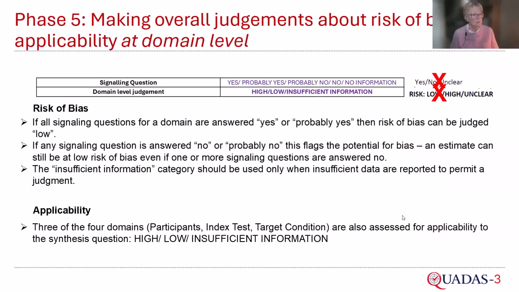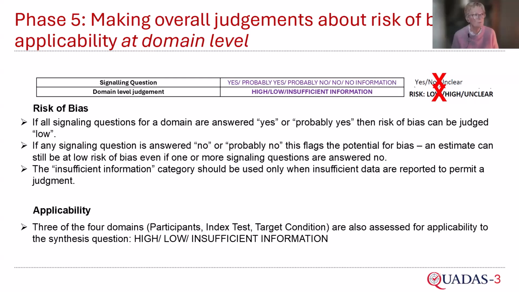Great. So Bada and Sue have taken you through the 4 domains, and I'm just going to present now a couple of slides on how we make overall judgments. Firstly, at the domain level, so there are 4 domains, and then overall across domains. And QUADAS-3 now provides more formal guidance about how to do this, particularly at the overall across domain level. So its signaling questions are phrased in a way that an answer yes suggests that the risk of bias can be judged low, and if the answer is no, then the risk of bias can be judged as high.